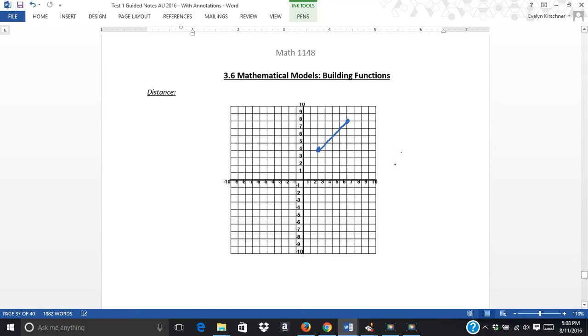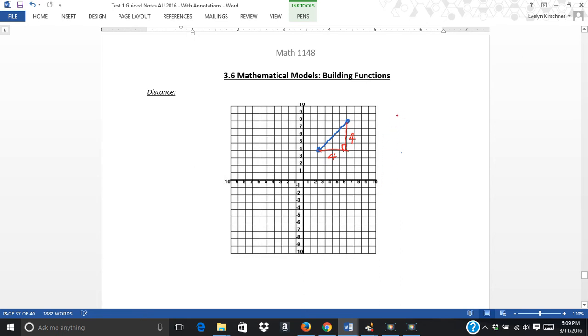Let's think about if I made a triangle. So let's say I looked at the distance from here to here and here to here. If I look at that's 1, 2, 3, that's 4, and this one actually also happens to be 4. And what do I have here? I have a right triangle, right?